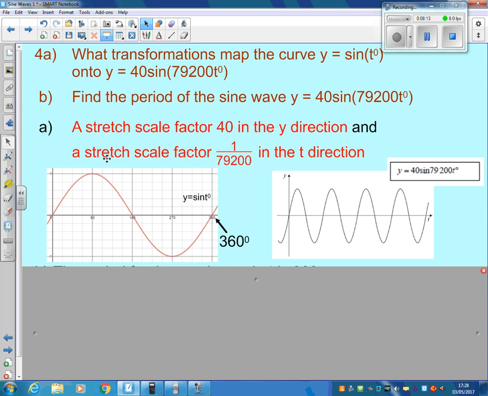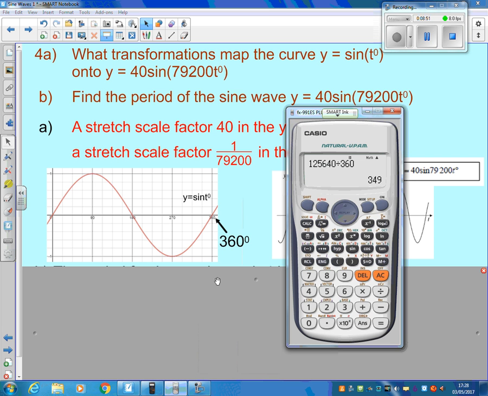Well, we're starting with this graph, and we're doing a stretch scale factor 1 over 79,200 in the t direction. That will give us the period. The other one, the stretch in the y direction, is giving us the new amplitude. So to get the new amplitude, I stretch that way, and that, as I say, would come to 40 here, but to do it this way, I'm going to stretch this amount. So basically what we're going to have to do is we start with 360 and we multiply it by 1 over 79200.